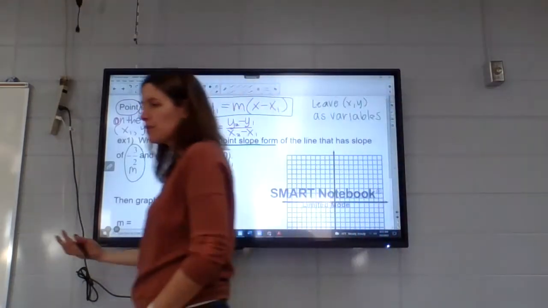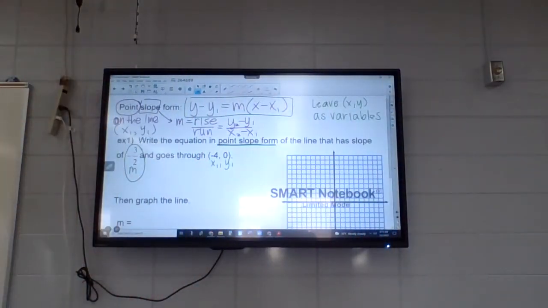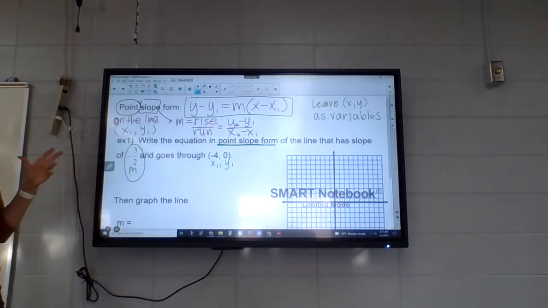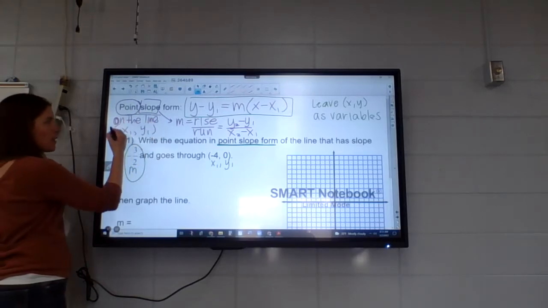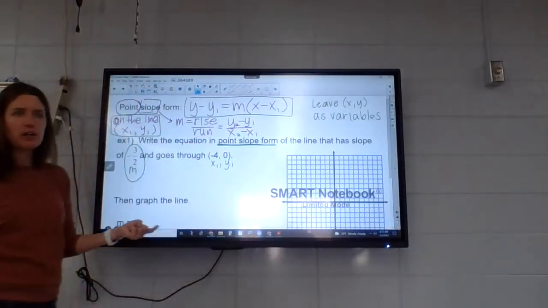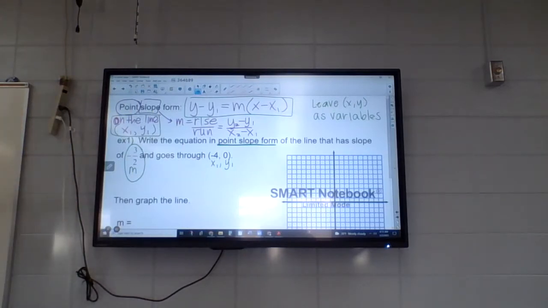And I've told you guys before, sometimes with notations in math, I don't know that that's the way I would have picked it. Had we been sitting with some other people, I'd be like, hey, that doesn't seem like the best idea, having an x and y and then an x1 and a y1. That's kind of confusing. Now again, the x1 and y1 is the point on the line. The x and y I'm going to leave as variables. So there's two different things going on here.